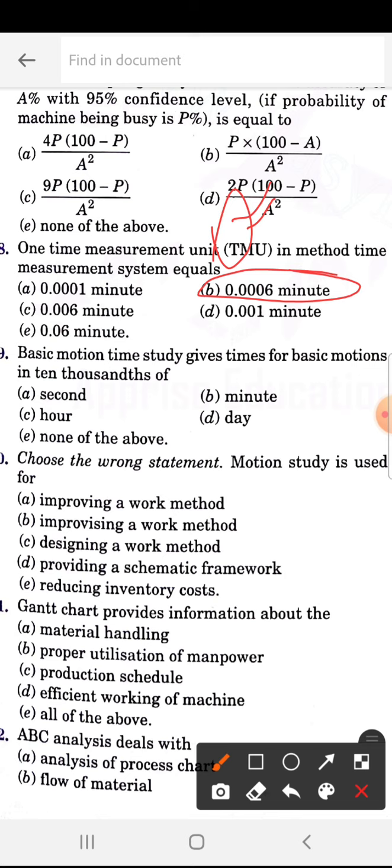Basic motion time study gives a time for basic motions in 10,000ths of a minute, that is B. Already I told you, 10,000ths, because there are 4 digits after the decimal point, that's why it is 10,000. And it is a minute, so that's why it is minutes. Choose the wrong statement. Motion study is used for, that is E, reducing inventory cost.